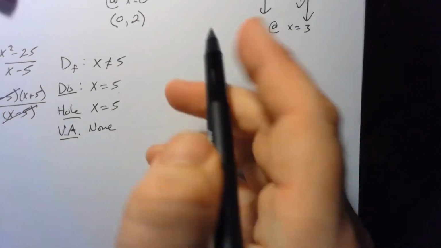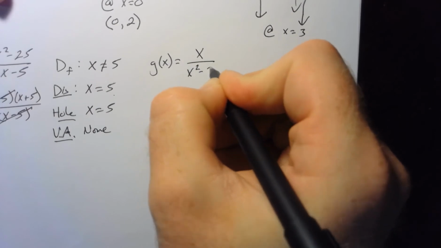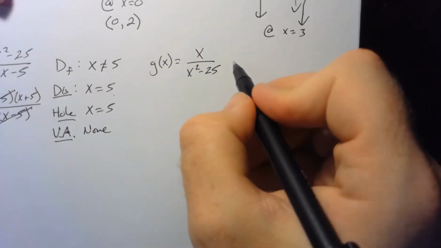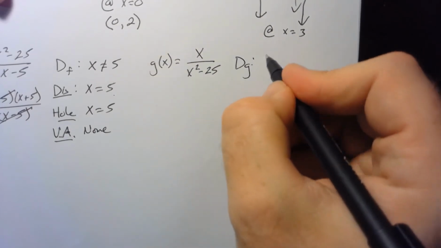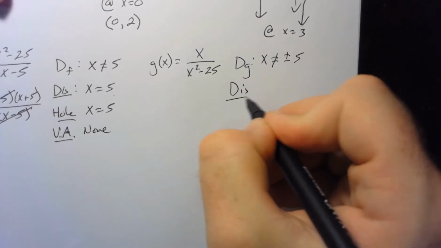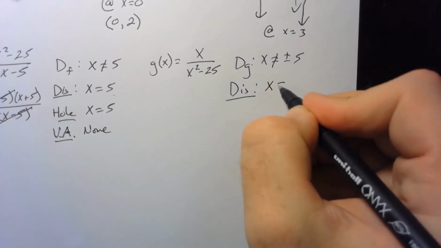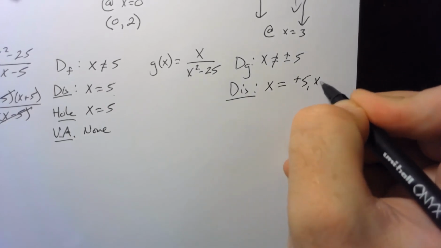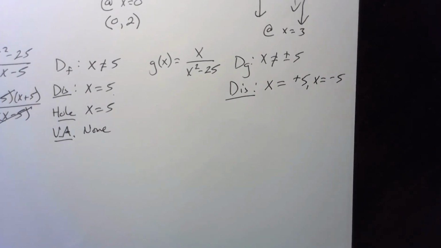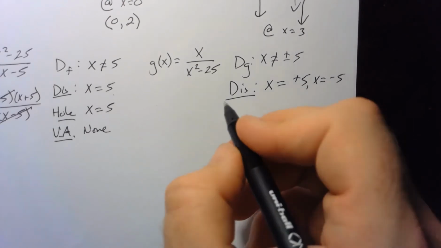The next function, g of x, that we looked at in the previous video was x over x squared minus 25. Now, it's important to note that the domain of this function g was x cannot be equal to plus or minus 5, which should imply that the discontinuities, which I'm going to abbreviate with dis, are x equals plus 5 and x equals minus 5. You can write that the same way as I wrote it up here with the plus or minus 5, but the reason I wrote it as two separate values is because it is possible for each of those values to go into different locations.